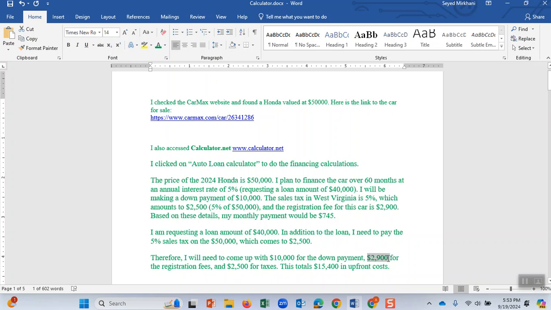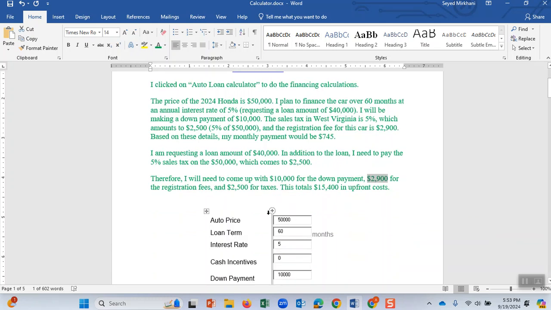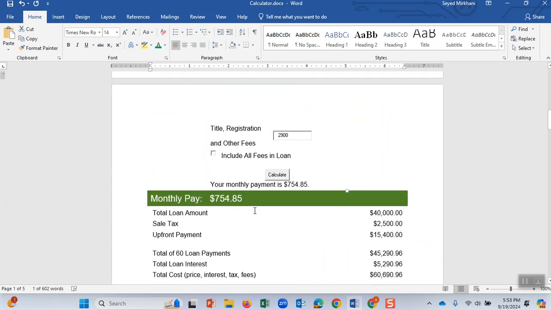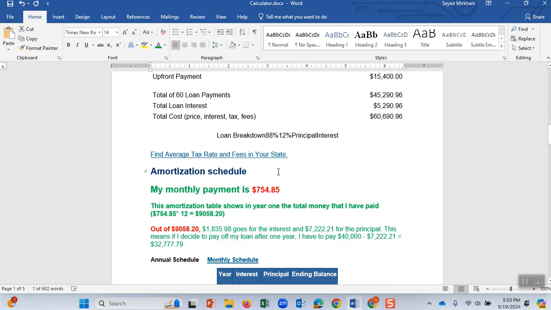If your car is less expensive, your fees should be less than $2,000. If you are buying a car for, let's say, $10,000, most likely your fees will be $900. This is something that you have to make up. And then I copied the calculator and everything as you see, and even put in my amortization table. In green, I have written that I understand the amortization table. Say my monthly payment is this. The amortization table shows that in 1 year the total money that I have paid is $9,058, of which this much is for interest and this much is for principal.